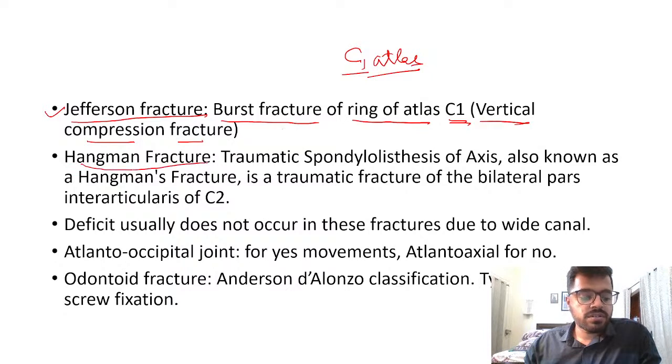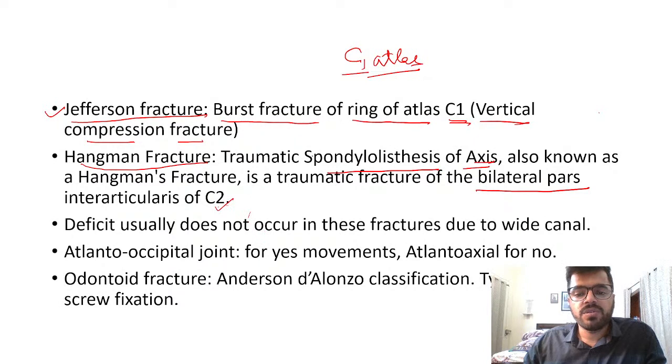Hangman fracture. Hangman fracture, also known as traumatic spondylolisthesis of axis, is a traumatic fracture of bilateral pars. So the axis, the second vertebra, has bilateral pars interarticularis fractured. That is called a Hangman fracture. Deficit usually does not occur in these two fractures because the cervical canal is wide, so neural deficit is usually not there.